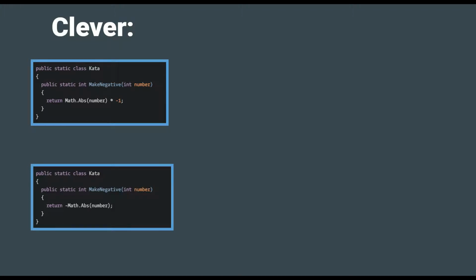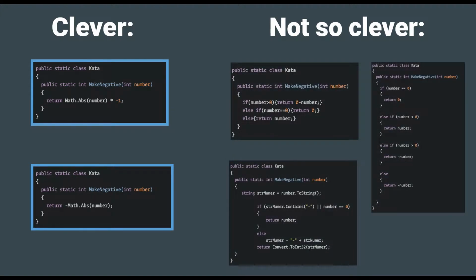Now, let's talk about the not so clever ones. So this solution is quite verbose, and the first if block can be merged into the first else block. And also the last else block is hopefully never valid, as there are no numbers that are neither higher nor lower than 0 and not 0 itself.